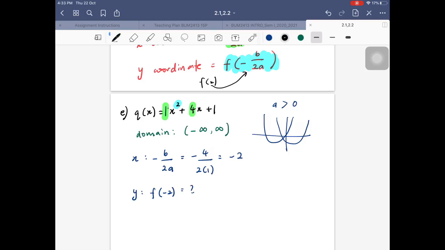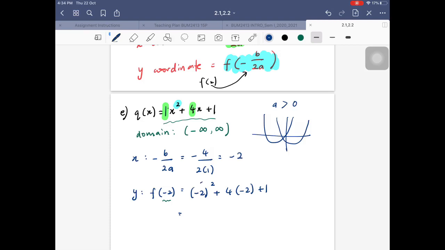So my f of x is given by, so it's q of x for this case. It doesn't matter whether I'm using q or f. So all I have to do is substitute into this formula right here. Basically, I substitute that my x value now is going to equal negative 2. So when I do the substitution, I will end up with 1 times negative 2 squared, plus 4 multiplied by negative 2, plus 1.